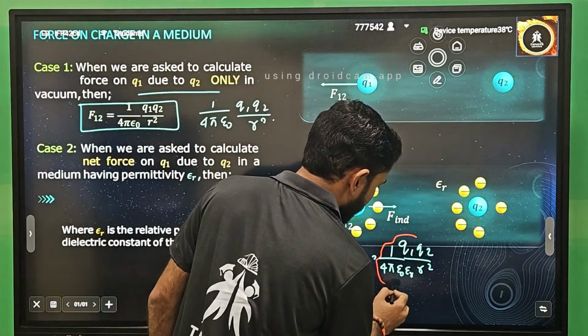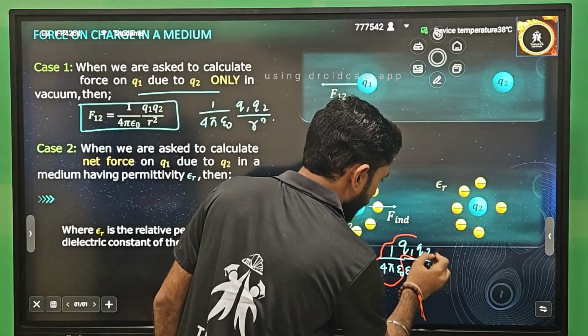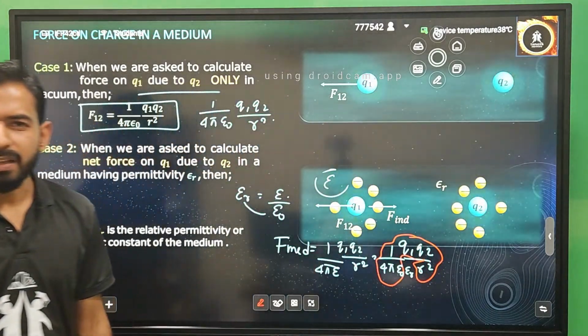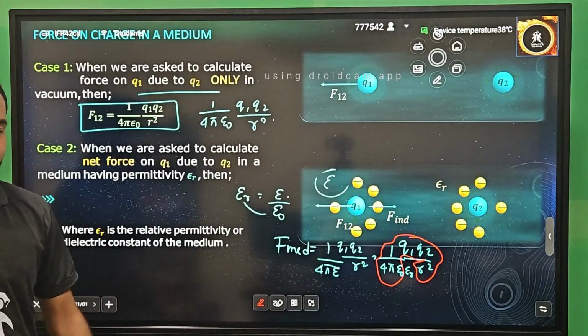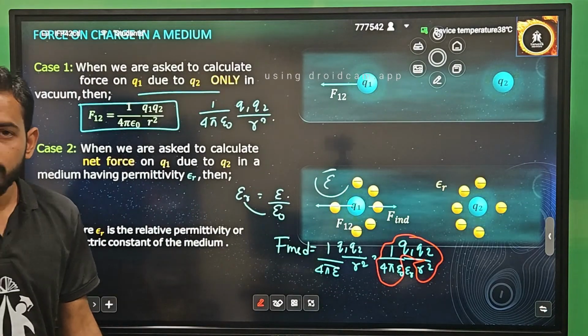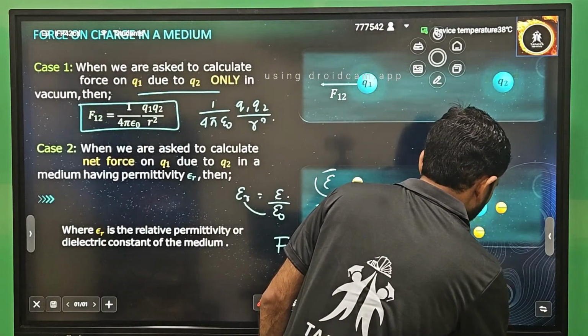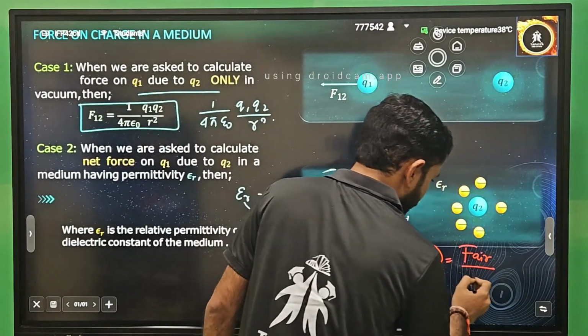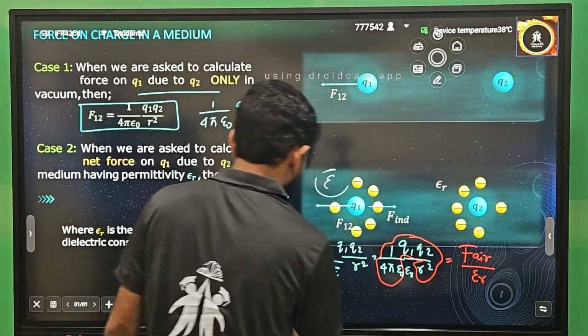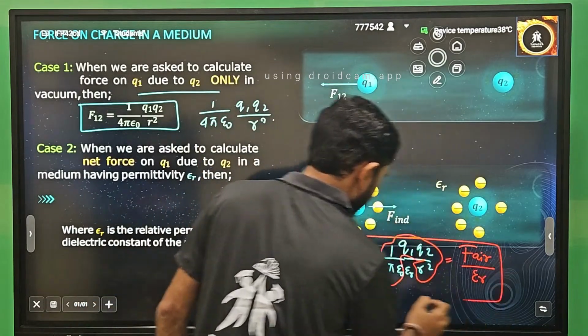What is this 1 by 4 pi epsilon naught Q1 Q2 divided by R square, this complete term? Can you say it is nothing but the Coulomb's force that is present in air or in vacuum? Correct. So I can say this is the force in air divided by epsilon R. This will be a force in a medium.